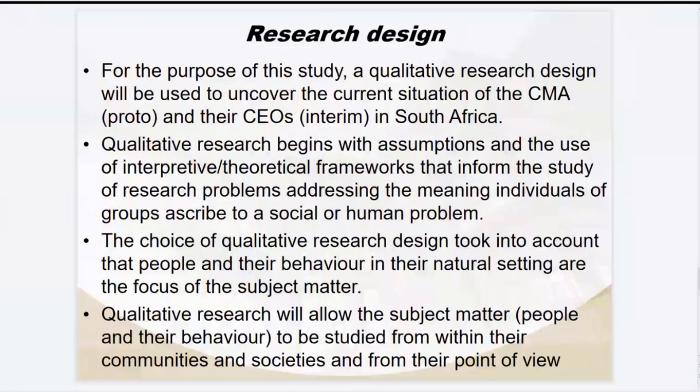And now, here we read about the research design. For the purpose of this study, a qualitative research design will be used to uncover the current situation of the catchment management agencies and the proto-catchment management agencies and their CEOs, the interim ones in South Africa. Qualitative research begins with assumptions and the use of interpretive or theoretical frameworks that inform the study or research problems addressing the meaning individuals or groups ascribe to a social or human problem. This is justification for the use of qualitative research.